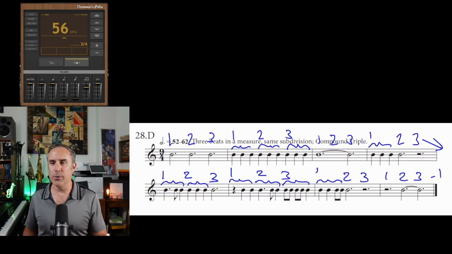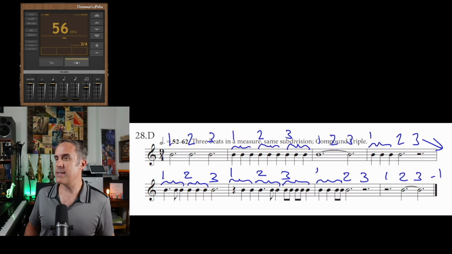1, 2, 3, ta ta ta ta ta ta ta ta ta ta ta ta ta ta ta ta ta. Ta ti ta ta ta ta ta ta ta ta ti ta ti ti ti ti ta ta ta ti ti ta ta. All right, let's stop that metronome.